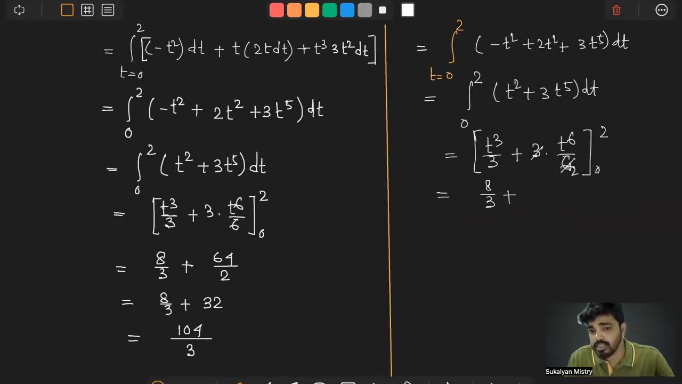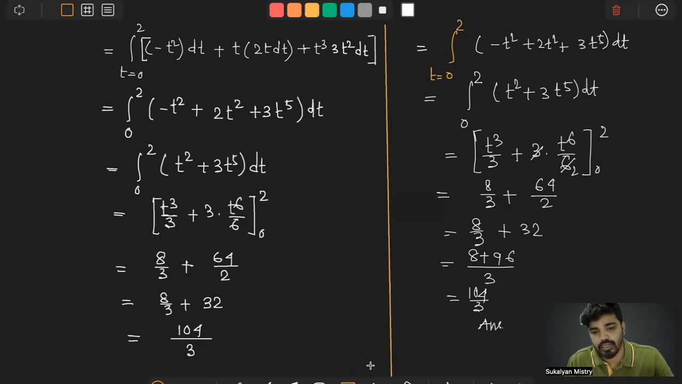2 to the power 6 means 64, divided by 2. If we put the lower limit 0, this will be 0. So ultimately we get 8 by 3 plus 32. Now simplify this, so you get 8 plus 96, that means 104 divided by 3. So this is the answer. I think it is clear.